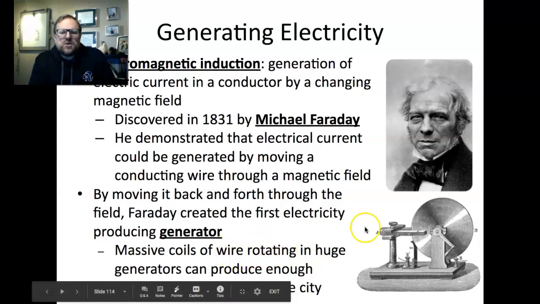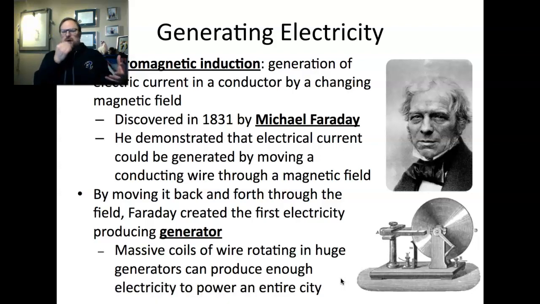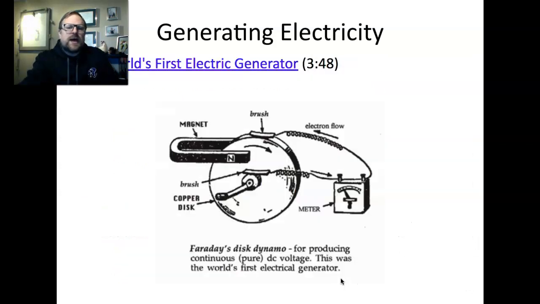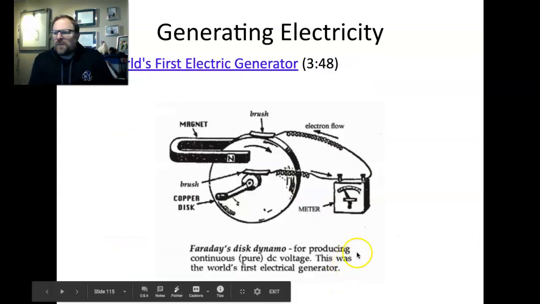Okay, what we do now is much more complex than that. We take massive coils of wire rotating in huge magnetic fields, which can produce enough electrical power to power an entire city or town. So, massive scenarios going on. You could have a look at this video. I've already mentioned it earlier on, but you could do it as well.